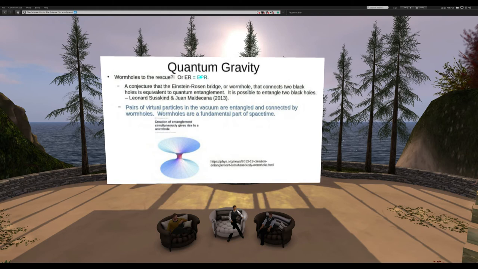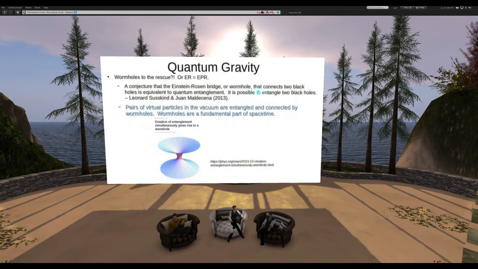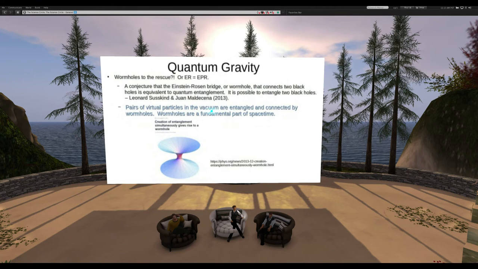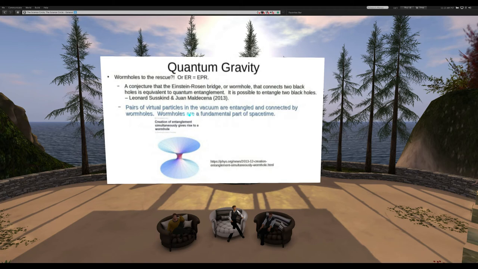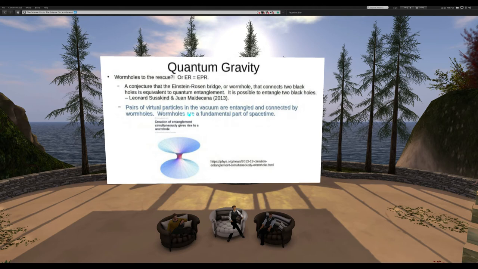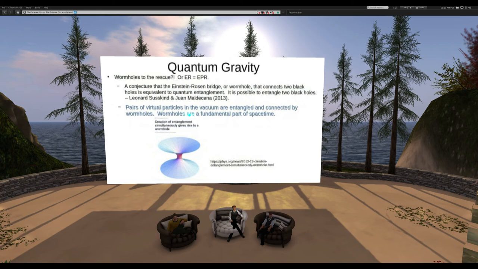And there is an interesting way around this. This is called the ER equals EPR conjecture, put forward by Leonard Susskind and Juan Maldacena. The idea is that if you have a wormhole, it connects two black holes, that they're entangled, like fundamental particles. So when you have pairs of virtual particles in the vacuum, they are naturally entangled, but they're connected by wormholes. And that would explain how the entanglement occurs, because you're having instantaneous communication between them, which means wormholes are a fundamental part of space-time.